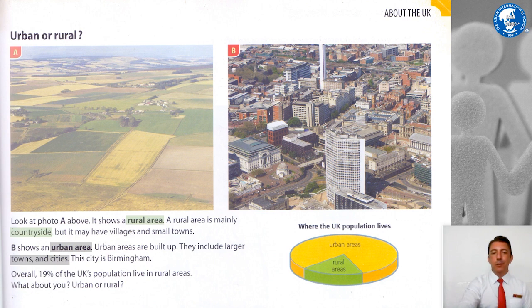The pie chart shows us that over 19% of the UK's population live in rural areas. That means that 81% live in urban areas or towns and cities. What about you? Do you live in an urban or a rural area?